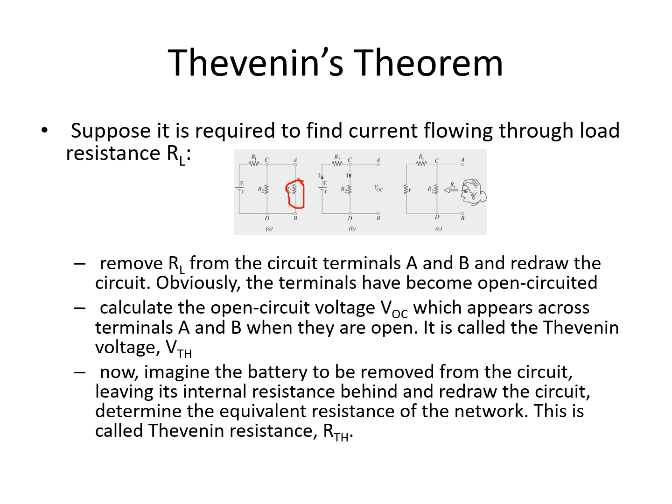We are going to calculate the open circuit voltage VOC, which appears across terminals A and B when they are open. When we remove RL, what will be the equivalent voltage here? If you place a voltmeter here, what will the voltmeter read? That is called the Thevenin's voltage. Our open circuit voltage here is in parallel with R2, so whatever voltage is across R2, that will be our open circuit voltage.